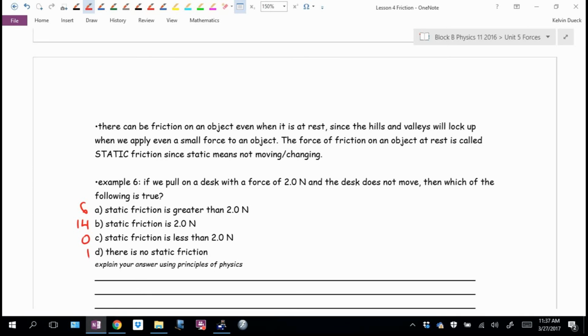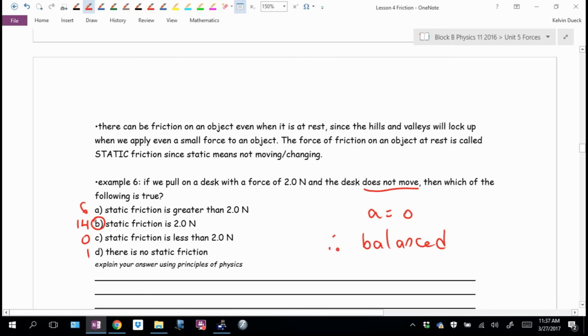Are you attacking someone else's answer or defending your own? I'm defending. What did you vote? B. Convince me. Static friction is 2 newtons because the desk is not moving anywhere, and so there are balanced forces, with friction being the balancing force from pushing it. It's not moving. A is 0. Therefore, Newton's first law. In fact, if you wanted the short version, Newton's first. Okay?